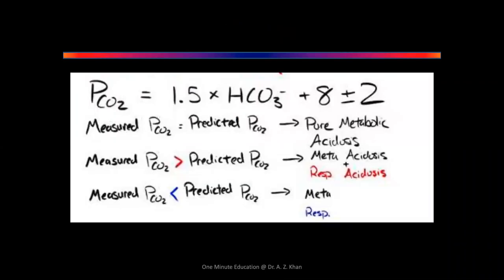Okay, what is this formula? Something is happening, and then there is a compensation happening. How do you calculate the compensation? What is this formula? This will actually come in the exam. I haven't done acid-base balance with you, but this formula comes in the exam, in the MCQs.